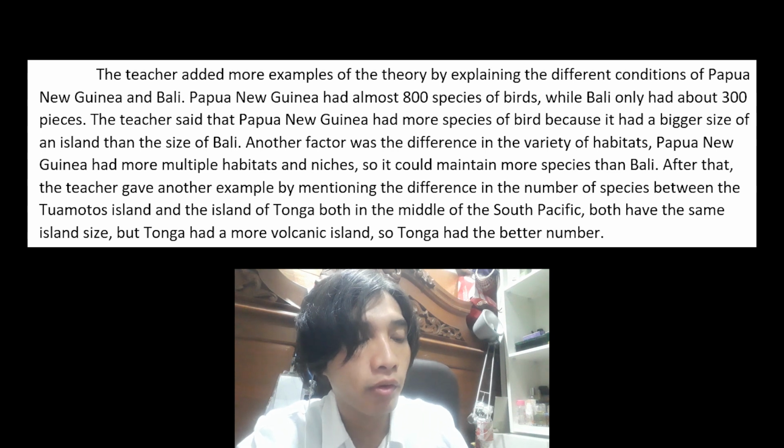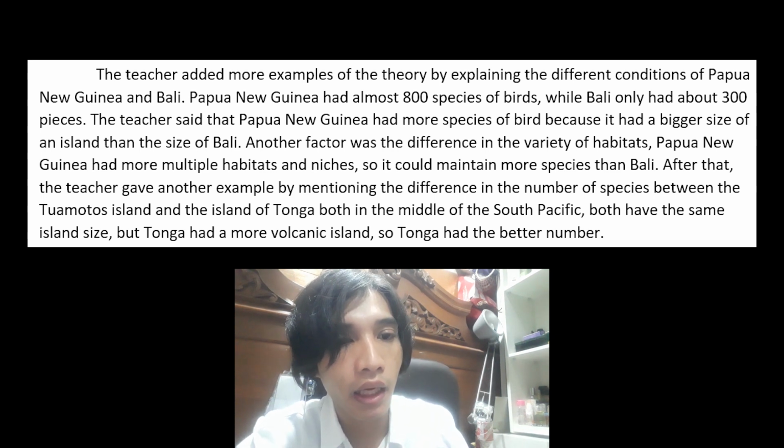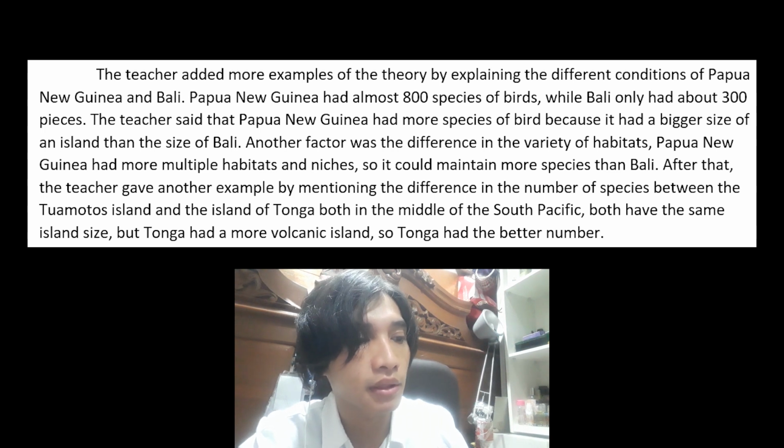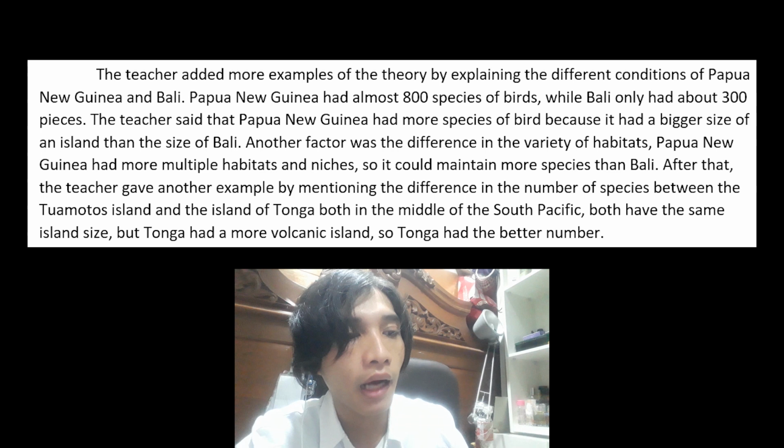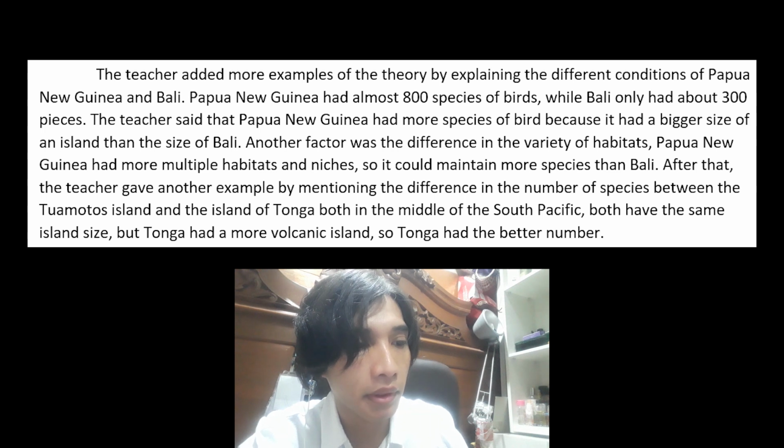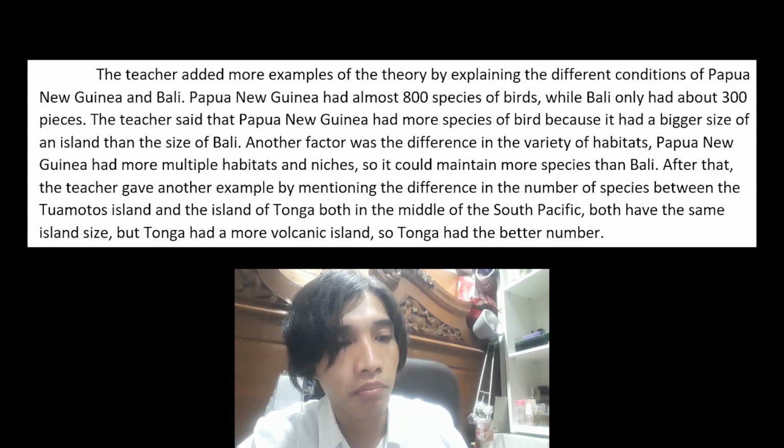Papua New Guinea had almost 800 species of birds, while Bali only had about 300 species. The teacher said that Papua New Guinea had more species of birds because it had a bigger island than Bali. Another factor was the difference in the variety of habitats. Papua New Guinea had multiple habitats and niches, so it could maintain more species than Bali.